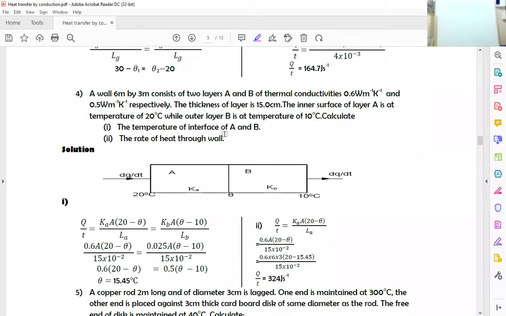Let's do number 4. Then I can just guide you on this. A wall 6 meters by 3 meters consists of 2 layers, A and B, of the given conductivity. The thickness of each layer is given. The inner surface of the layer is at this temperature, while the outer is at this temperature. Find the temperature of the interface of A and B. This is too simple. There are only 2 faces.